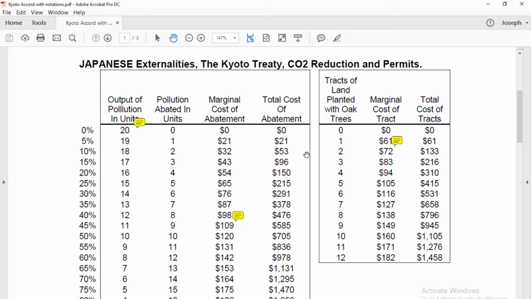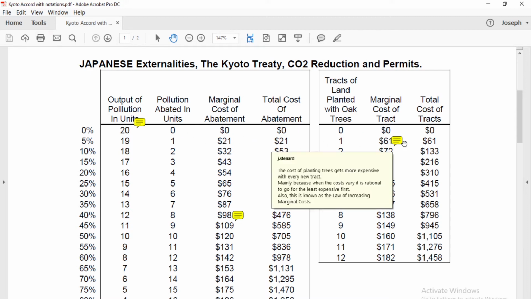Now, actually, as it turns out, Japan has another option. They could plant trees. Oak trees absorb carbon dioxide, and these new oak trees that have been planted will in fact absorb some of the carbon dioxide. So every tract of oak trees planted has the same effect as not having produced the carbon dioxide at all. If you imagine you produce the carbon dioxide, so the pollution is still there, but it gets absorbed immediately by the trees that wouldn't have absorbed it had you not planted the trees. And so Japan has a choice. They could either, let's say, do an abatement for $21 or plant trees for $61.